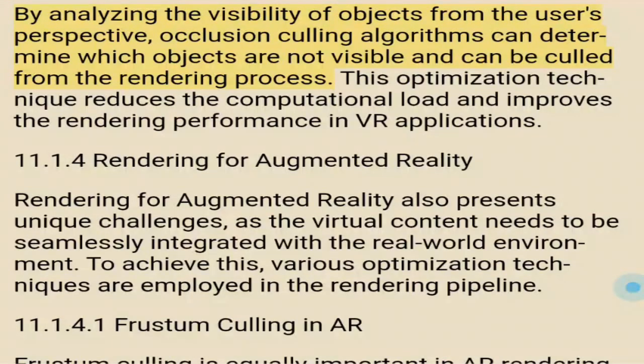By analyzing the visibility of objects from the user's perspective, occlusion culling algorithms can determine which objects are not visible and can be culled from the rendering process. This optimization technique reduces the computational load and improves the rendering performance in VR applications.